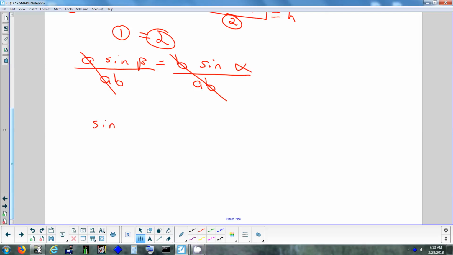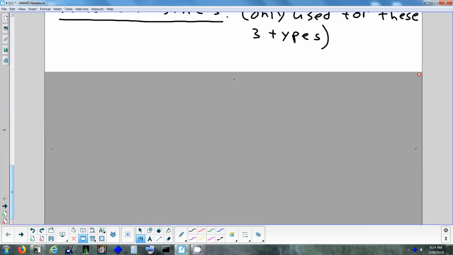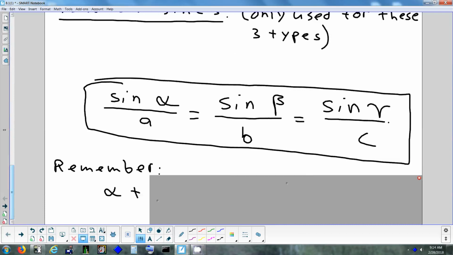So now you get sine of beta over B equals sine of alpha over A. And that is the first two parts of the law of sines. You could put sine of beta over b or sine of alpha over a first. It doesn't matter. Sine of alpha over a equals sine of beta over b. And does anyone have a guess what the third part would be based on the pattern for the previous two fractions? Yep. Would it be sine gamma over c? Yeah, it's sine gamma over c.